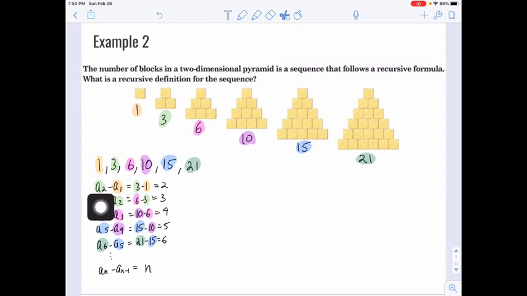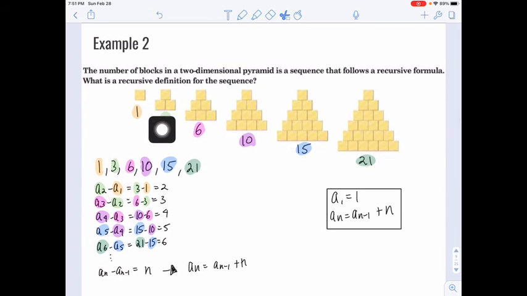Now we can take the second term and subtract the first term. We get 3 minus 1 equals 2. If we take the third term and subtract the second term, we get 6 minus 3 equals 3, and so on. 10 minus 6 is 4, 15 minus 10 is 5, 21 minus 15 is 6. So we have the general form down here: a sub n minus a sub n minus 1 will give us n. Notice here we had a sub 6, this ended in 6, a sub 5, 5, a sub 4, 4, and so on.